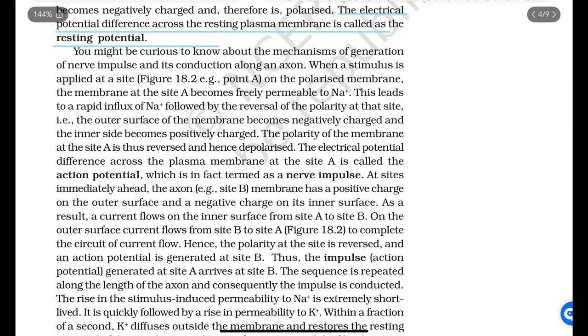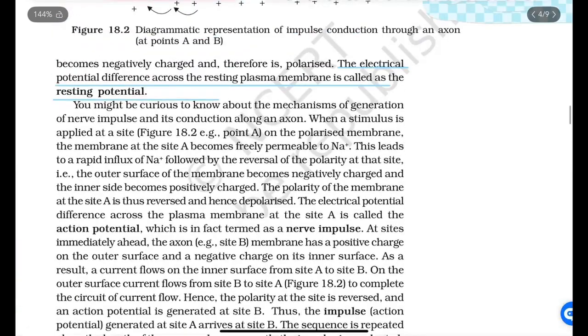You might be curious to know about the mechanism of generation of a nerve impulse and its conduction along the axon. When a stimulus is applied at a site on the polarized membrane, the membrane at site A becomes freely permeable to Na+. This leads to a rapid influx of Na+ followed by reversal of the polarity at that site. It means the outer surface of the membrane becomes negatively charged and the inner side becomes positively charged. The polarity of the membrane at site A is thus reversed and hence depolarized.